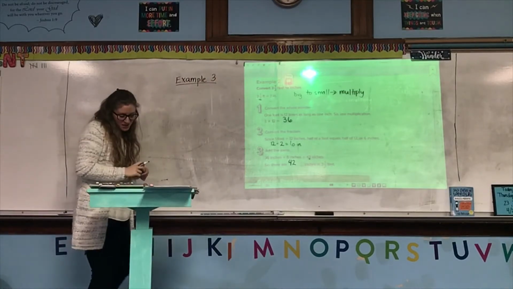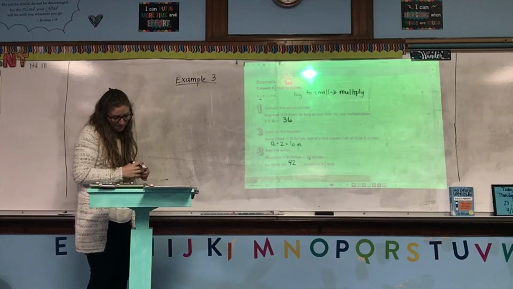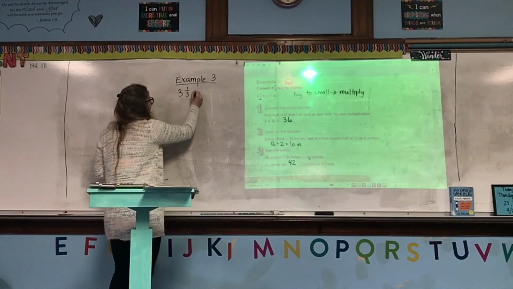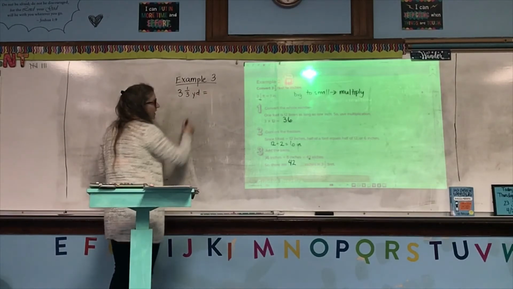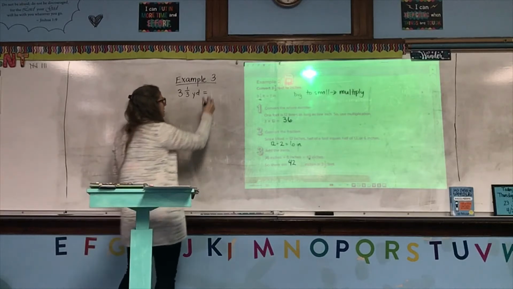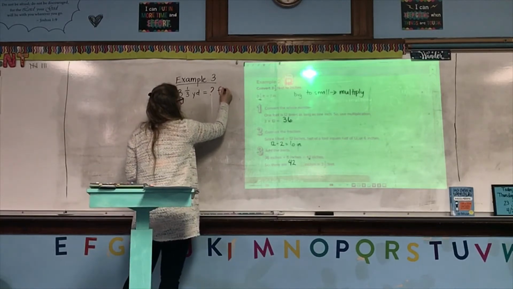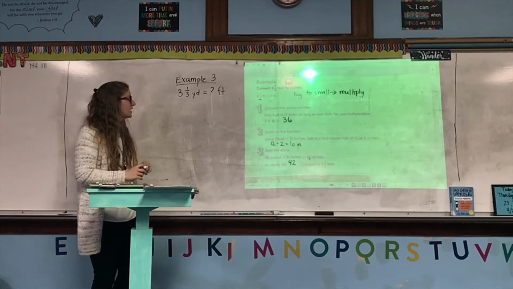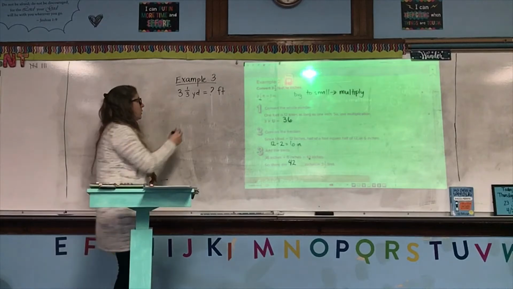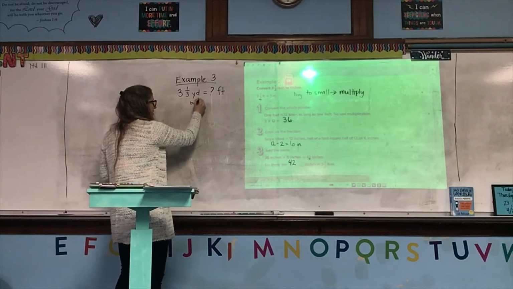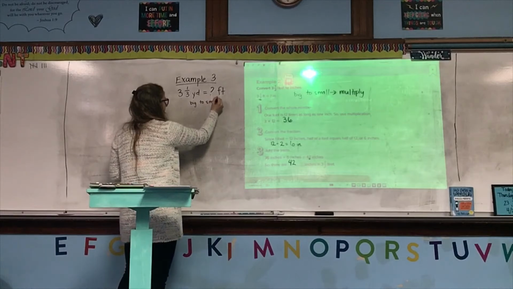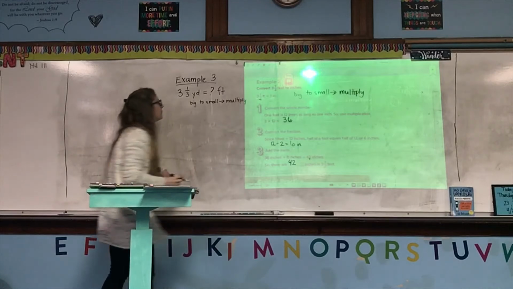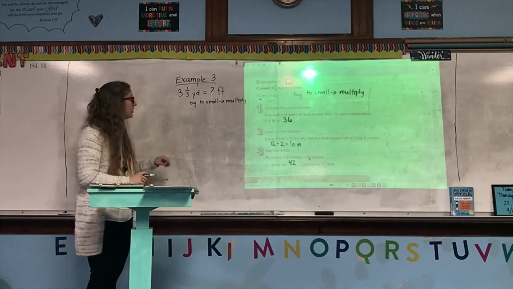Example 3. So let's say I have 3 1/3 yards, and I want to figure out how many feet there are. So I have 3 1/3 yards, and I'm trying to convert it to feet. Well, I know yards are bigger than feet, so that means I'm going big to small, which means I multiply. Make sure that you are writing all of this in your book.